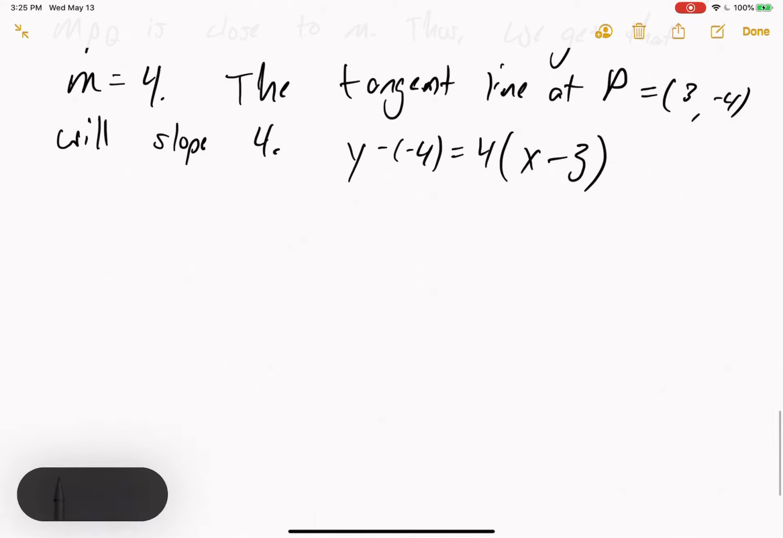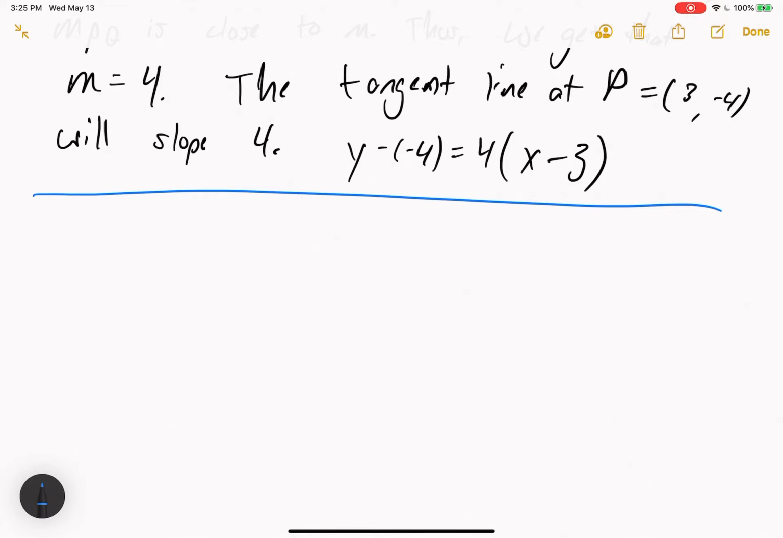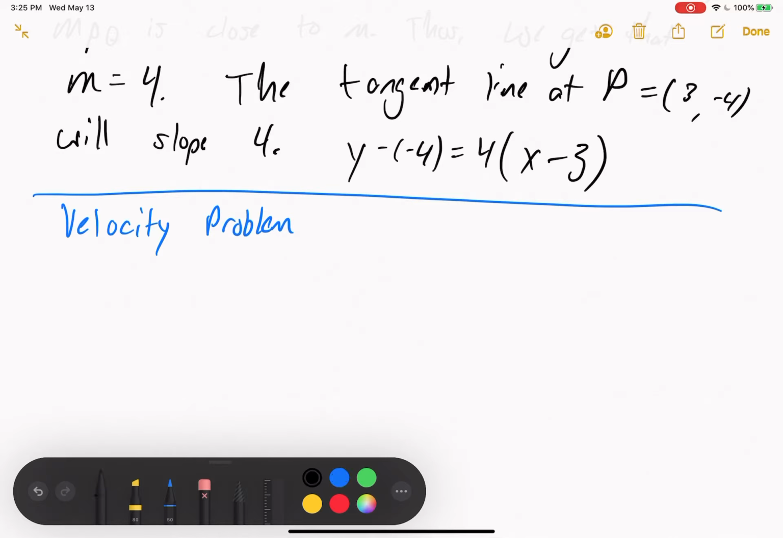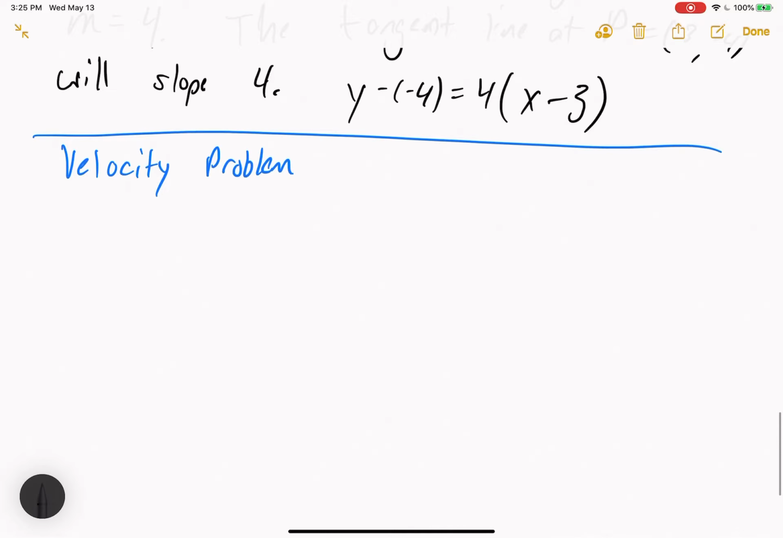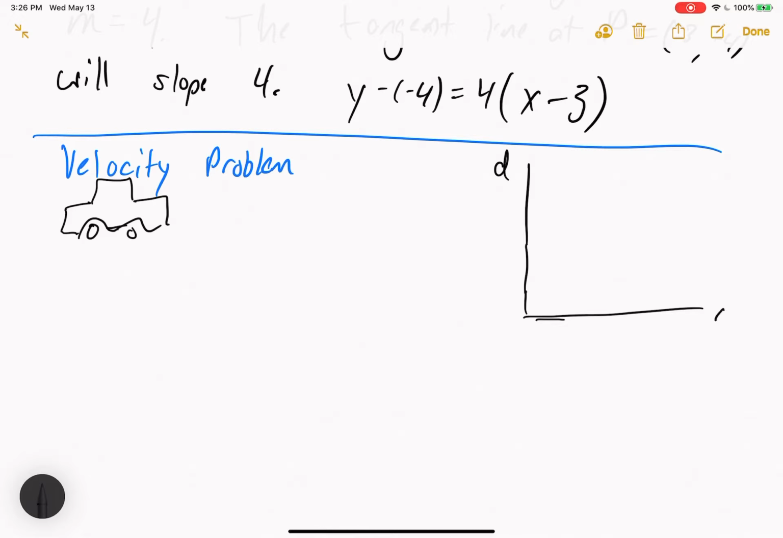So now the second problem that we have in this section is called the velocity problem. The velocity problem comes from a very natural thing. Imagine you're driving your car. So let's just say you've got a little car, little wheels. Pretend that's a car. You've got to start your car. When you first get in, your car is not moving at all. So let's try to graph the distance versus time. Call this D for distance and T for time.